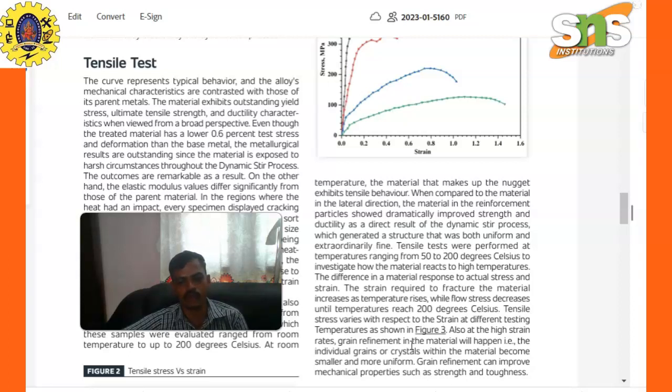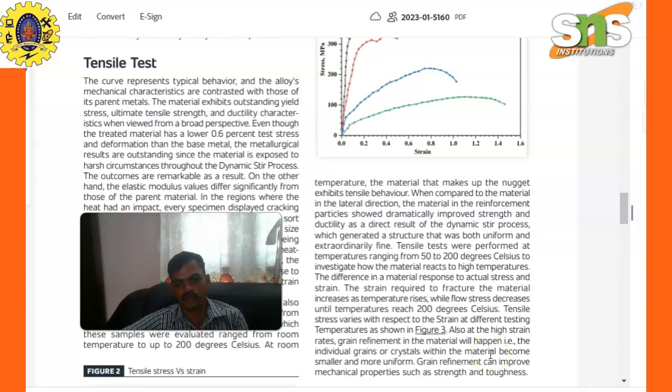The strain required to fracture the material increases as temperature rises, while flow stress decreases until the temperature reaches 200 degrees Celsius. The tensile stress varies with respect to the strain at different testing temperatures, as shown in figure 3.